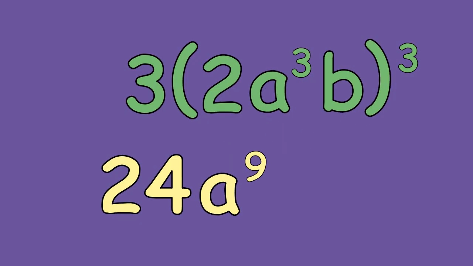Lastly, we need to raise b to the 3rd power. B doesn't show an exponent, so we know it's 1. That means we will have b cubed, making our final answer 24a to the 9th, b cubed. If you remember to apply the exponents to everything inside the parentheses and take it step by step, you should have no problem at all.